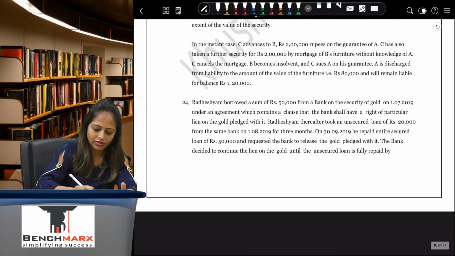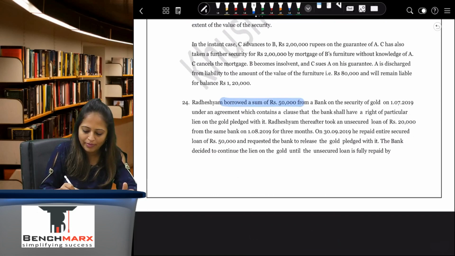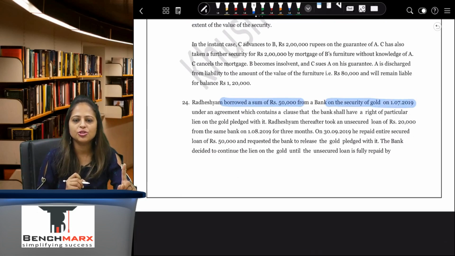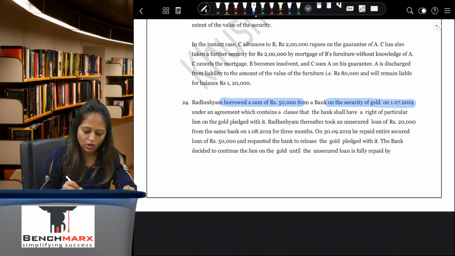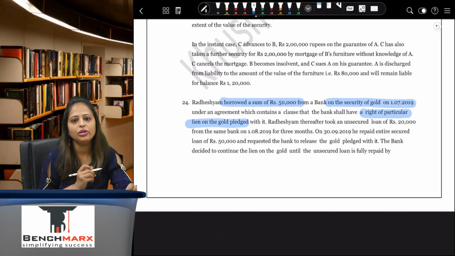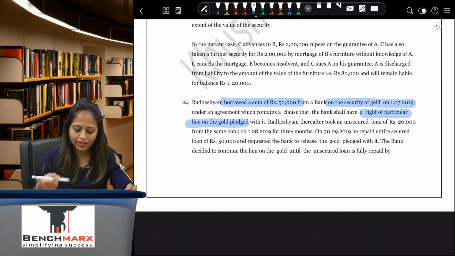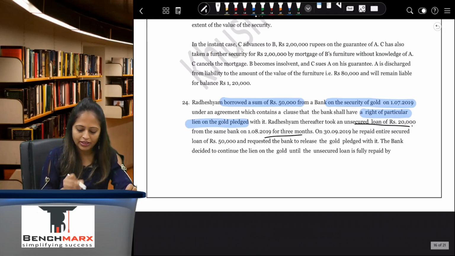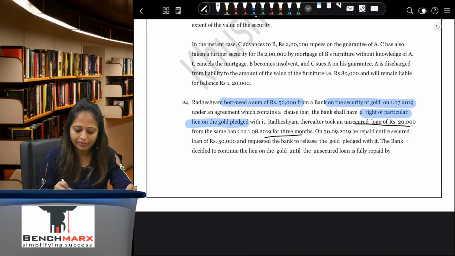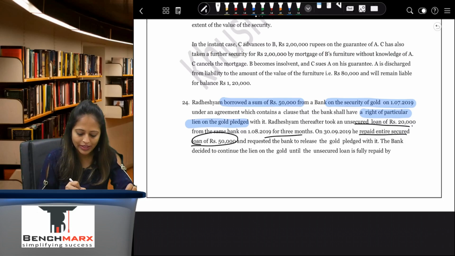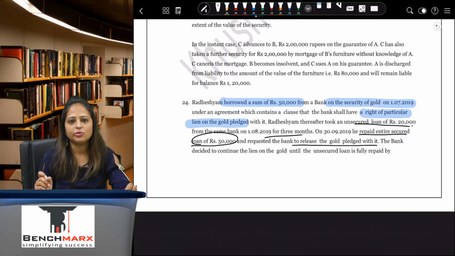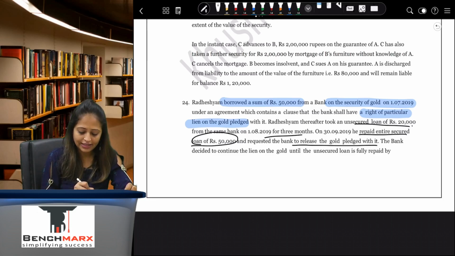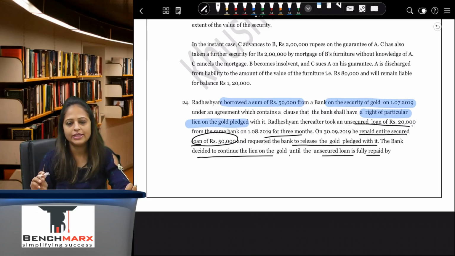Radheshyam borrowed a sum of rupees 50,000 from bank on security of gold on 1st July 2019 under a clause that the bank shall have a right of particular lien on the gold pledged. Radheshyam thereafter took an unsecured loan of rupees 20,000 from the same bank for 3 months. On 30th of September, he repaid the entire secured loan of rupees 50,000 and requested the bank to release the gold pledged with it. The bank decided to continue the lien until the unsecured loan is fully repaid.